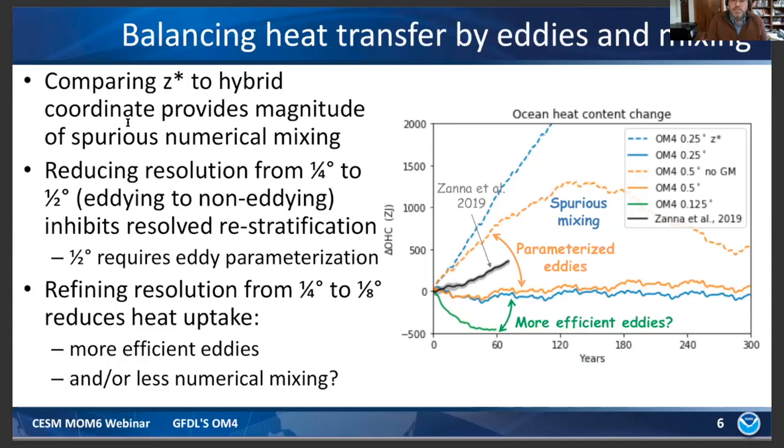And you'll see that the dashed blue line is kind of charging off the scale. It is a huge amount of heat being taken up by the ocean, presumably because of just the spurious mixing due to the vertical coordinate. Whereas the solid blue line is the hybrid coordinate model that we used in the climate model, and you can see that the drift is very much less.